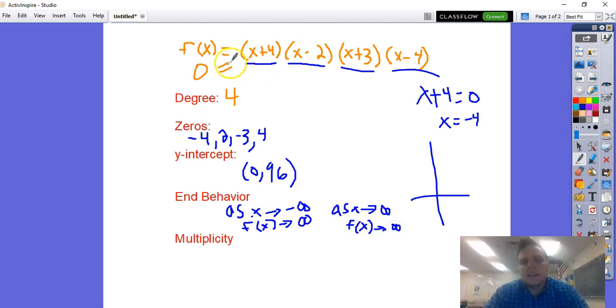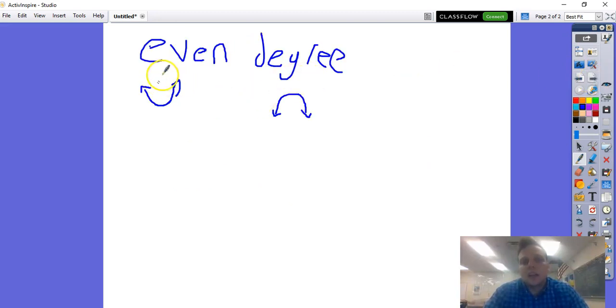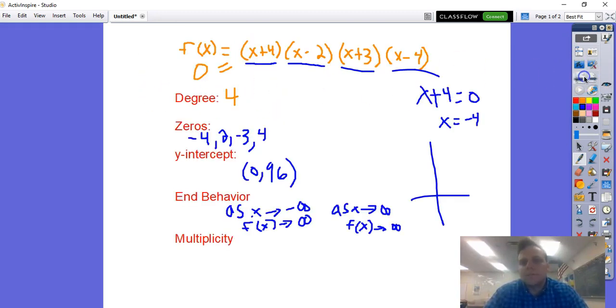Because again, it's an even degree, and there's a positive coefficient there. And so it goes up again. Okay? Now, multiplicity.